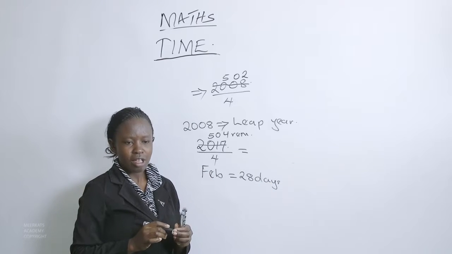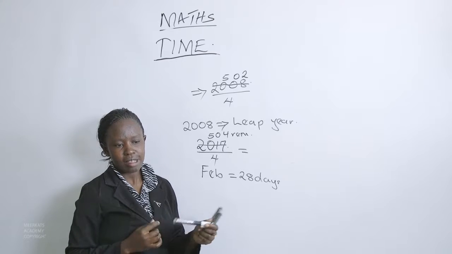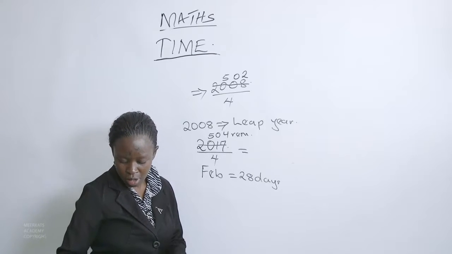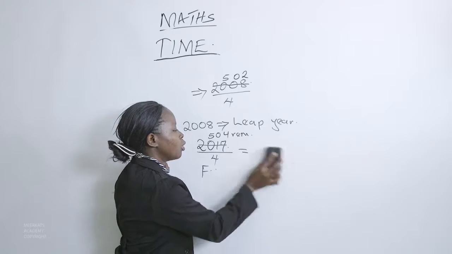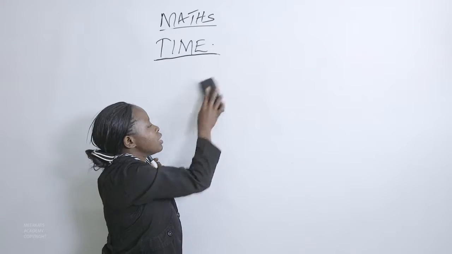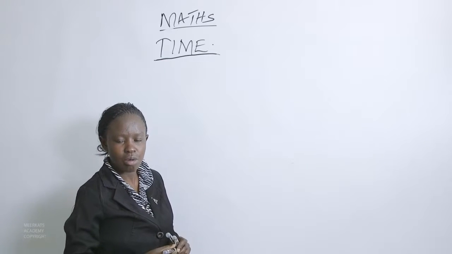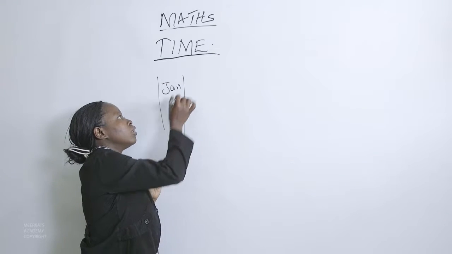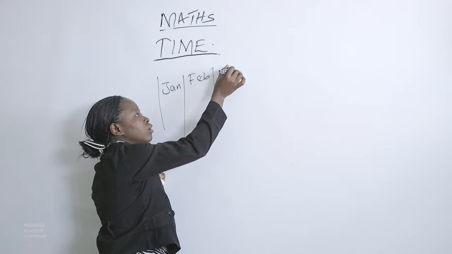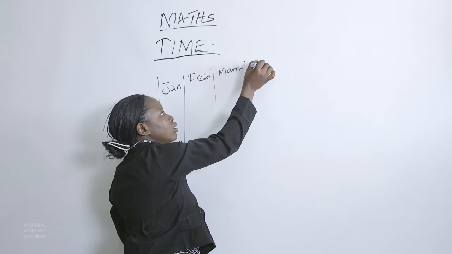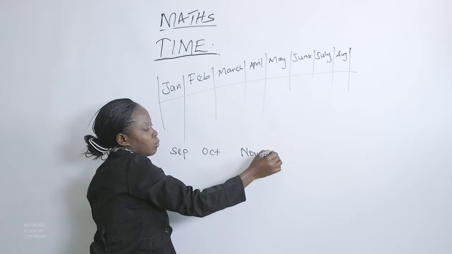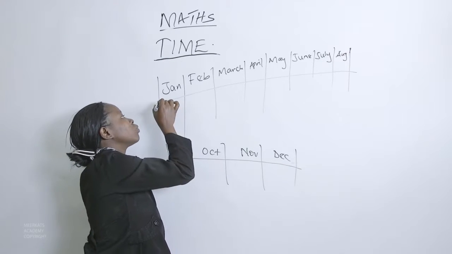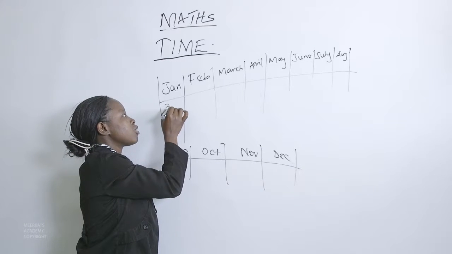You can try and ask yourself in the process of looking at time, which months have 30 days, which months have 31 days. So we try and find out from our calendar which months have 30 days, which ones have 31 days, which ones have 28 days, which ones have 29 days, and so on. So if I am making a table for the months of the year, I have January, so starting from January, we discover that January has 31 days.